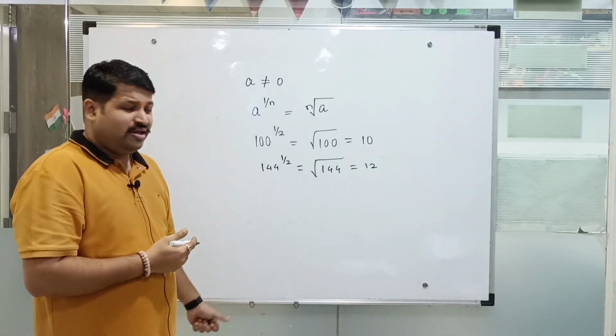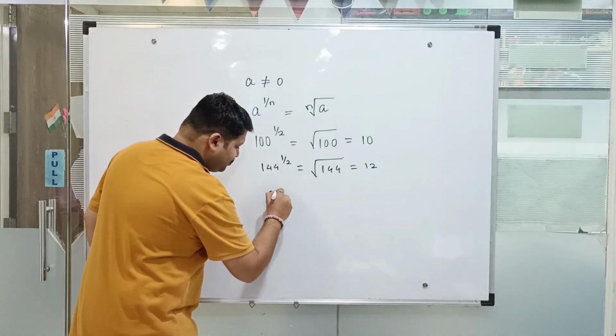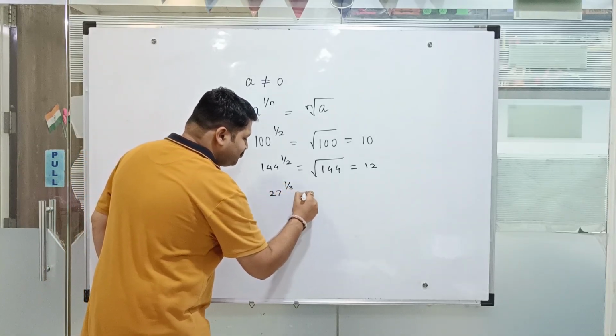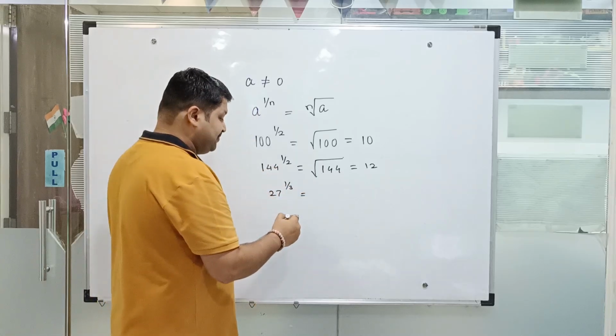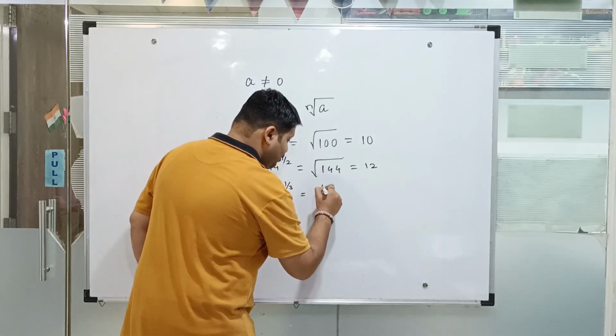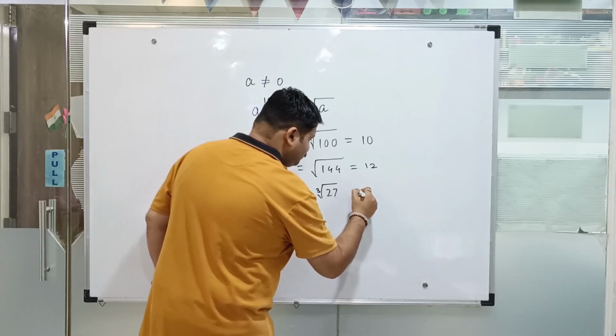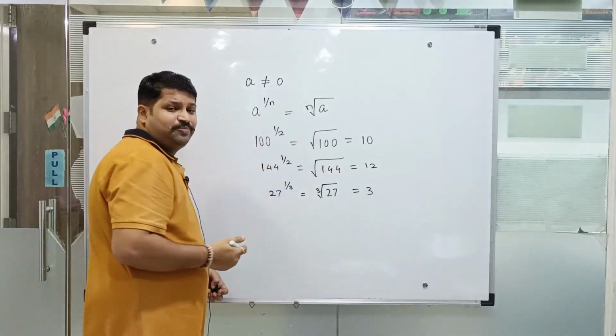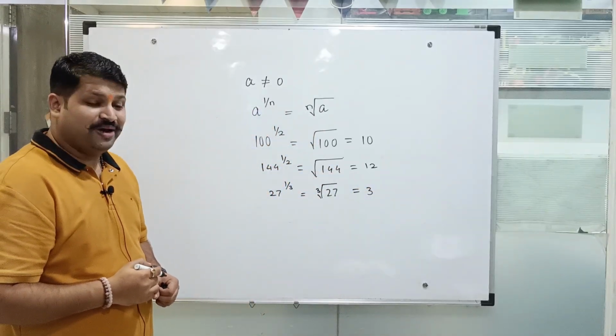Let's change the number n. Let's have, say, 27 to the power of 1 by 3. So that would be the cube root of 27. That would be 3. And we would proceed in this manner.